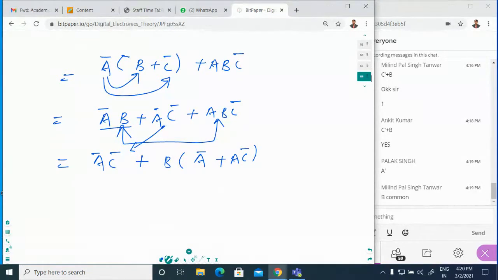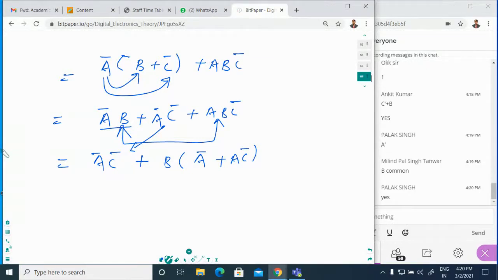Okay, clear till this point? No, quickly give your response till this point, everyone. Is it clear to everyone?